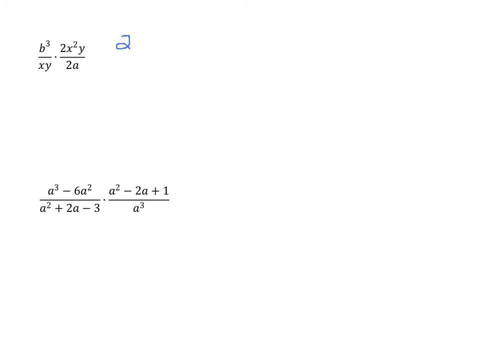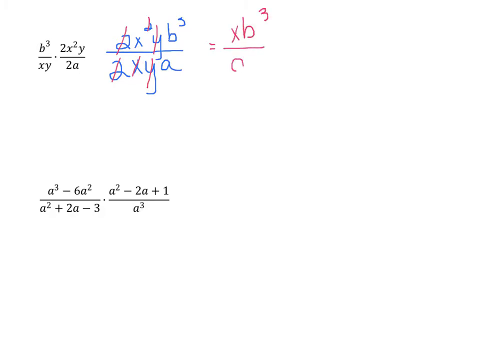So we have 2x squared y times b cubed over 2x y a. We can cancel because everything here is being multiplied. The y's cancel, and 1x cancels, and the 2's cancel. So we are left with, in the numerator, x b cubed, and in the denominator, we're left with a.